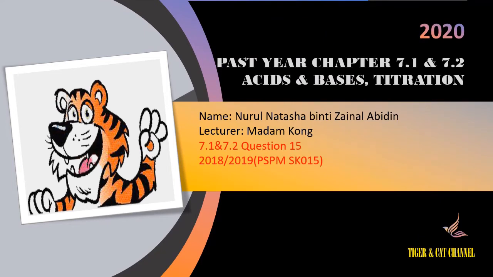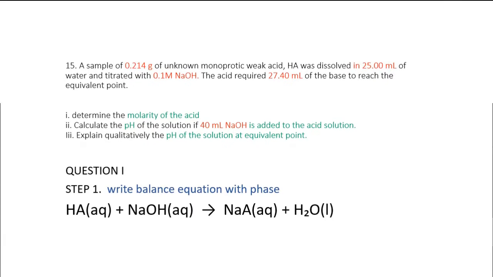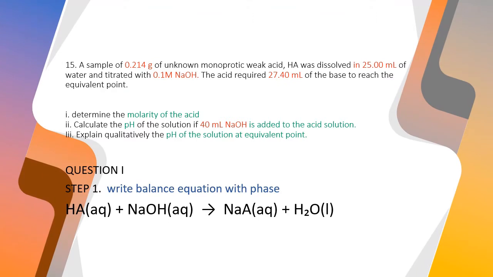Today I would like to discuss with you past year question chapter 7.2 and 7.1, acids and base titration. My question is number 58, question year 2018-2019. The question is, a sample of 0.214 gram of unknown monoprotic acid HA was dissolved in 25 ml of water and titrated with 0.1 M NaOH. The acid required 27.40 ml of the base to reach the equivalent point. So you have the question.